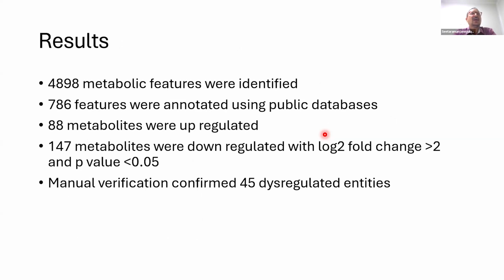We have identified 4,898 metabolomic features, but only 786 features we could annotate using public databases. And among them, 88 metabolites were upregulated and 147 metabolites were downregulated with log2 fold change greater than 2 and p-value 0.05. And even among them, we have done manual verification to match the MSMS spectra with the accurate mass identified, and we could confirm 45 dysregulated entities.